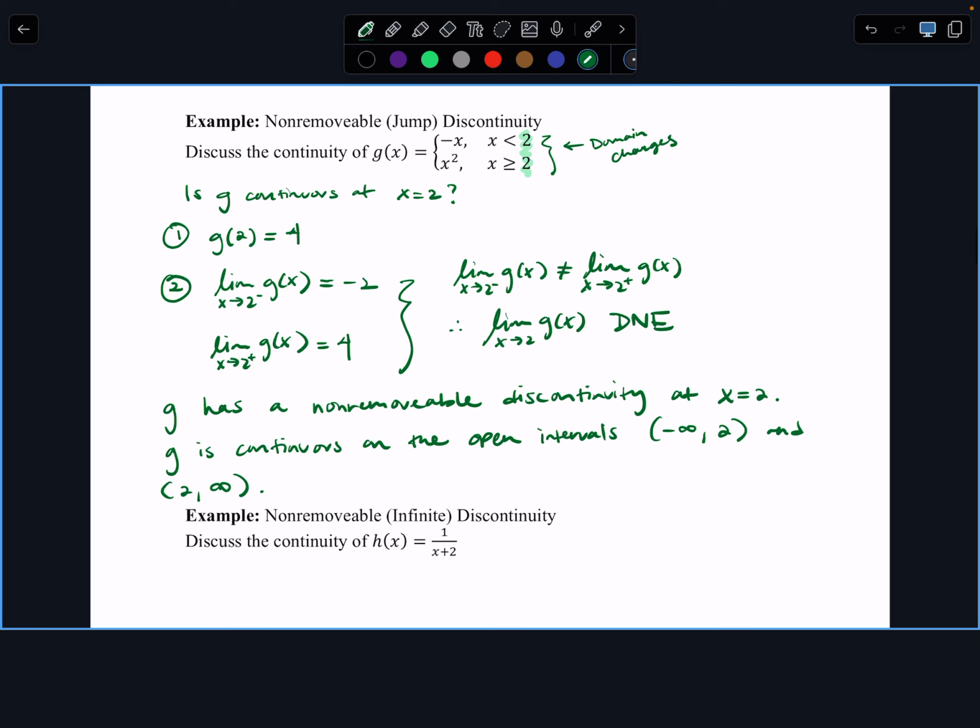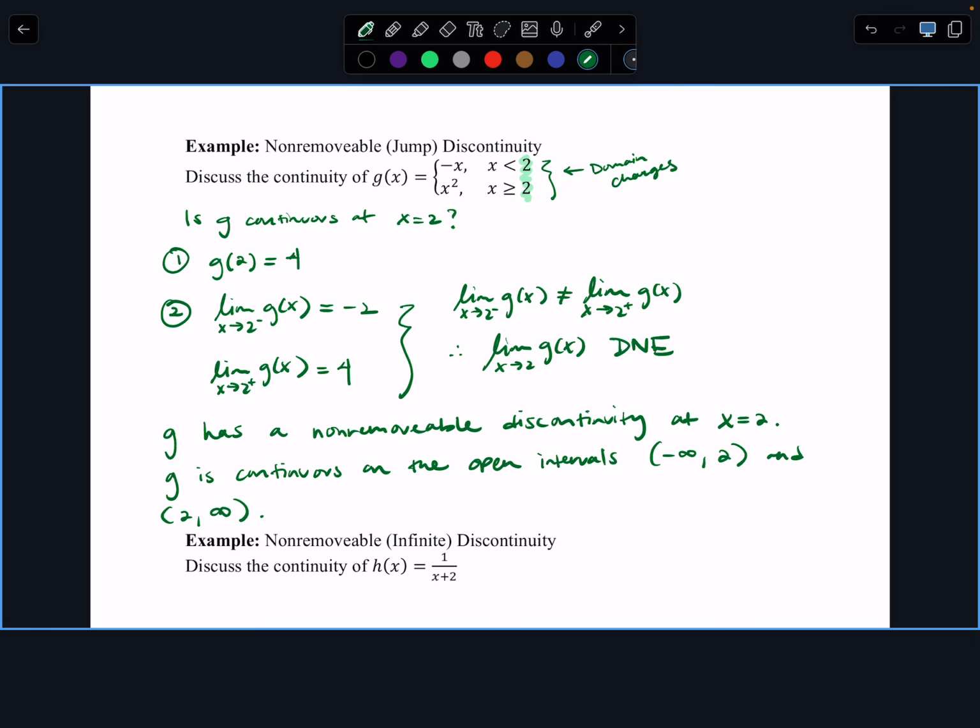Okay, so questions about this piecewise function, how we determine point of discontinuity, or the intervals where the function is continuous.